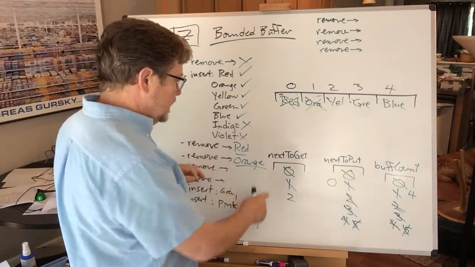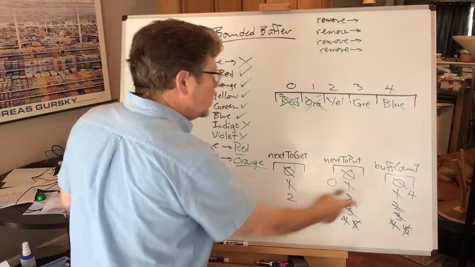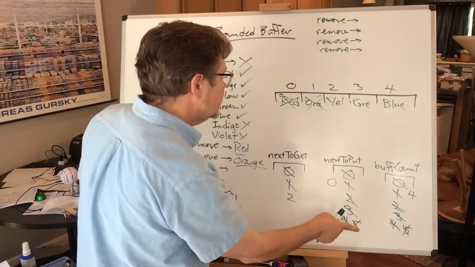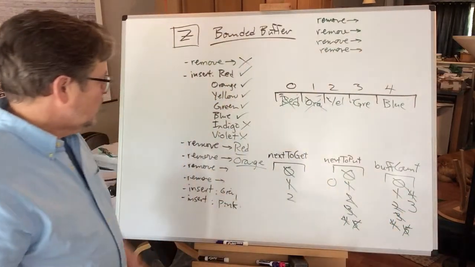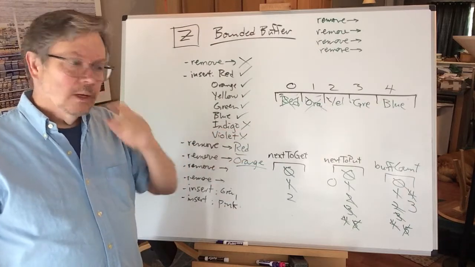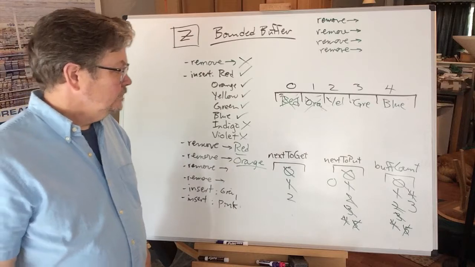Snapshot, are we okay? The next thing to get will be yellow in slot 2, yes. The next thing that will go will be to overwrite red, yes. Okay, the buff count, is that up to date? No. I forgot to update that, sorry. When I do the remove and take orange out, then I bump down the buff count, and it's now gone down to 3, because there are only 3 active things left in the buffer.